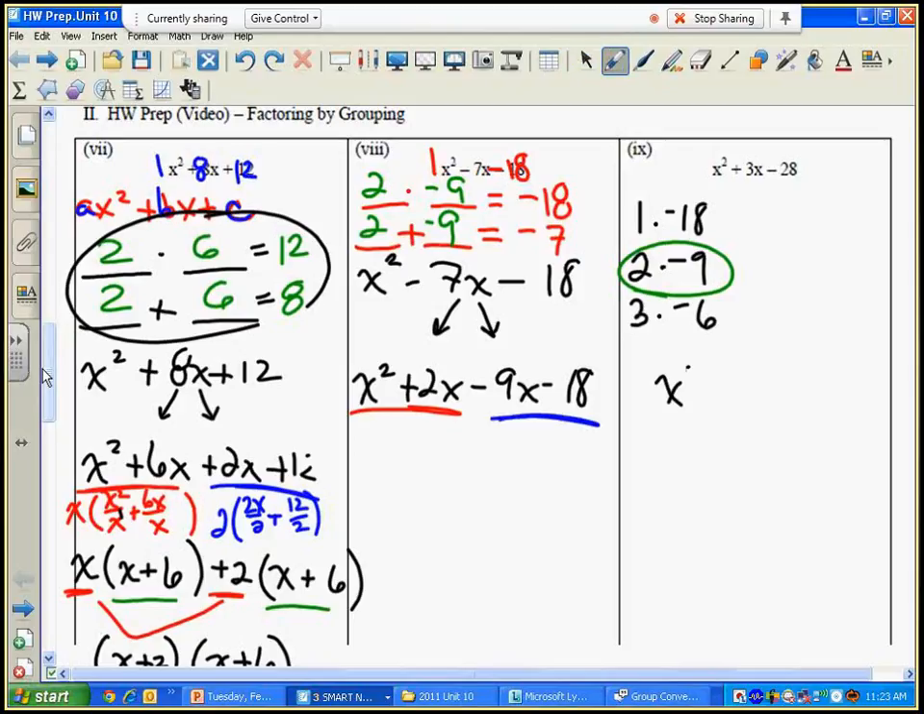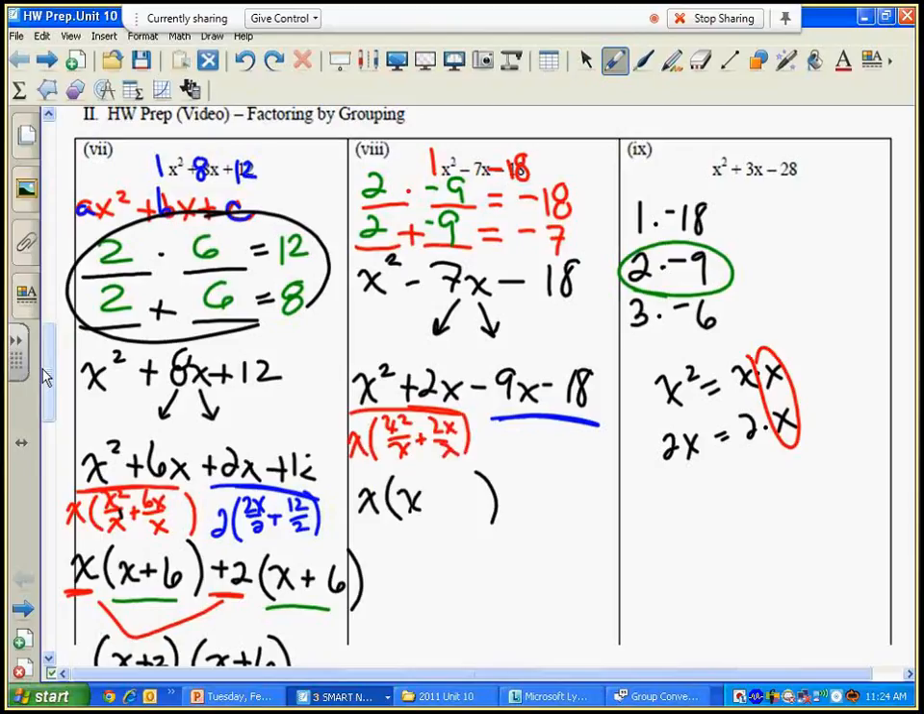And we'll take the GCF out of each group. Okay, so x squared and 2x. What they share is an x. So let's take that out. So if you have, let's see, x squared divided by x and 2x divided by x. X squared divided by x is x. 2x divided by x is 2.